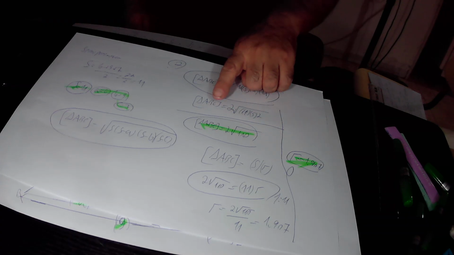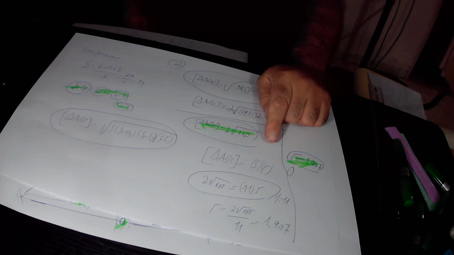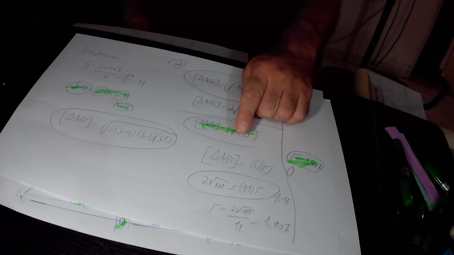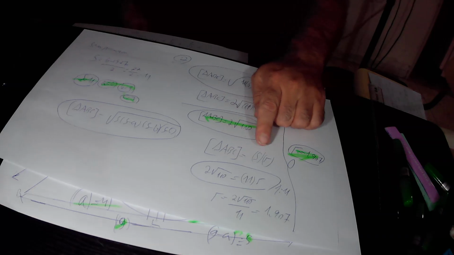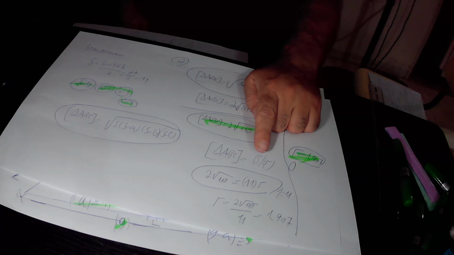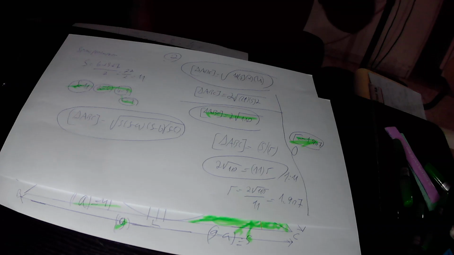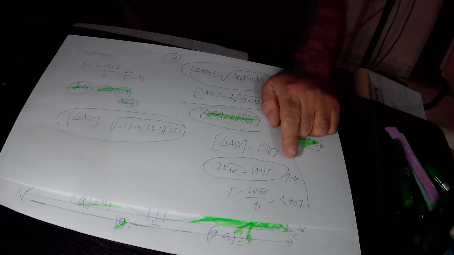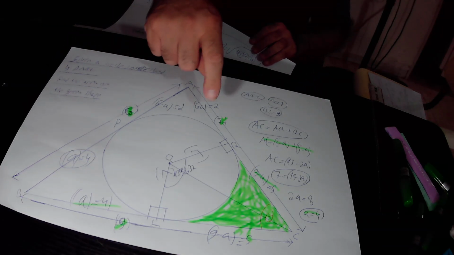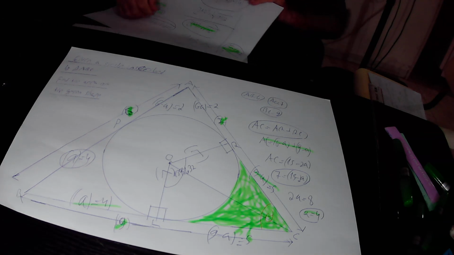We already found that the area of triangle ABC equals 2 times root of 110 square units. S is 11, and R is the missing radius of the inscribed circle. So 2 times root of 110 equals 11 times R. Dividing this equation by 11, we find that R, the radius of this circle, equals 2 times root of 110 over 11. That is 1.907. So the radius of the inscribed circle is 1.907 units in length.